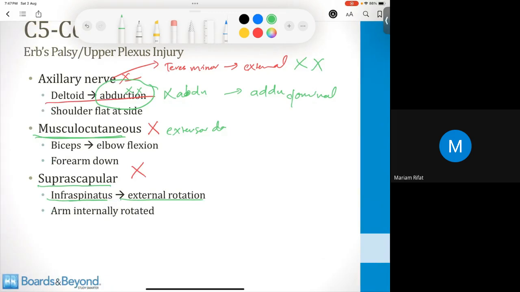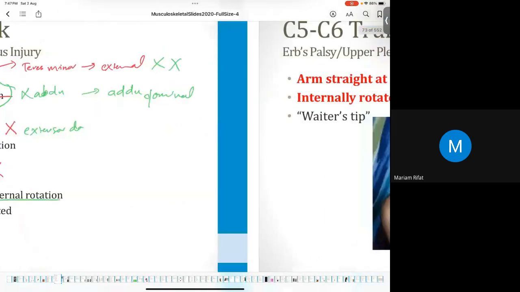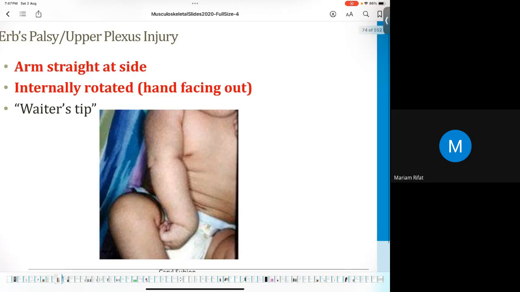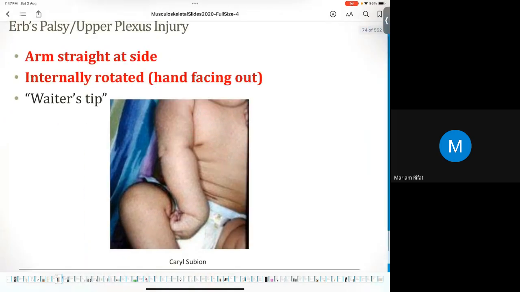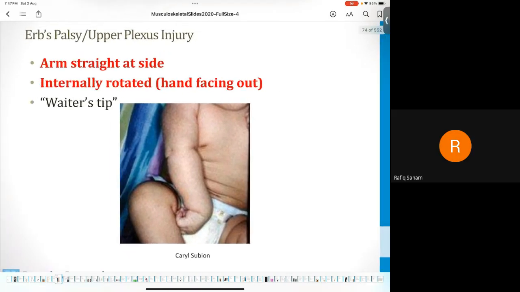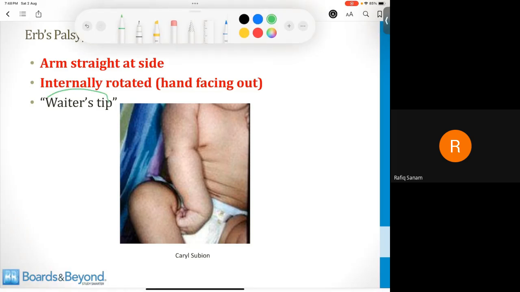So it's going to give a characteristic hand. You can see the hand is adducted, internally rotated, extended, and pronated as well. This is also known as the waiter's tip sign. Some waiters, whenever they need a tip, hold their hands like that, internally rotated, so that's why it's known as the waiter's tip sign.